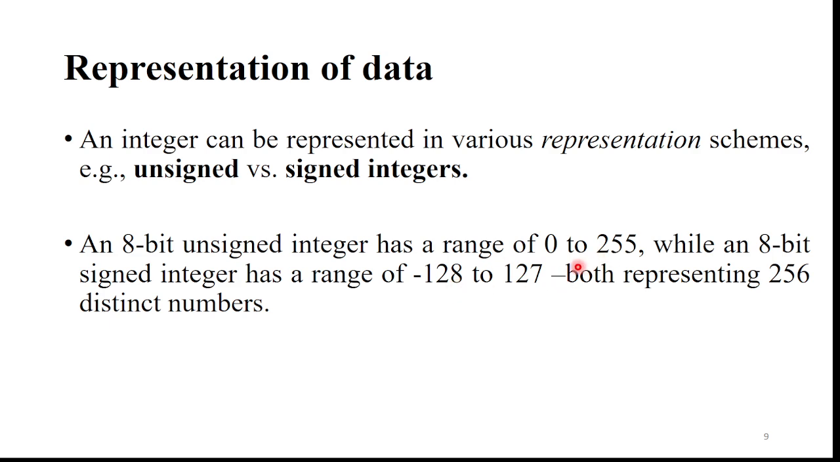And as you see, both signed and unsigned integers represent 256 distinct numbers. However, in the unsigned case, all values are non-negative, while in the signed case, the numbers are split between positive and negative values. Of course, with 1 bit reserved for the sign.